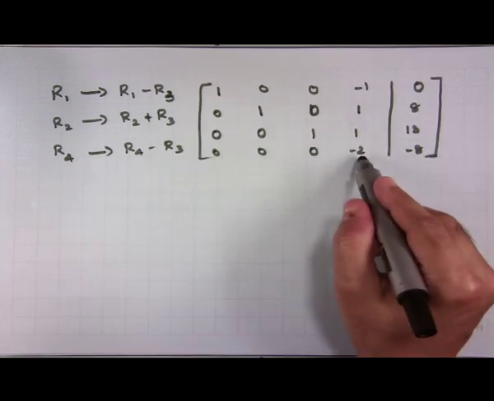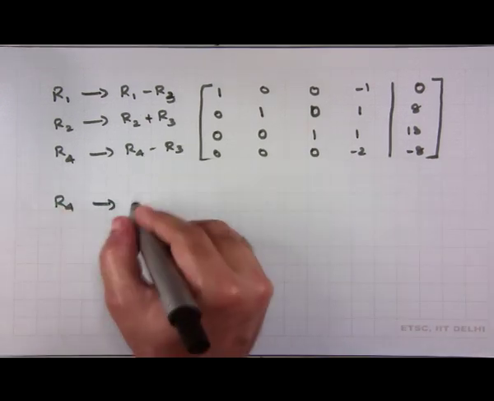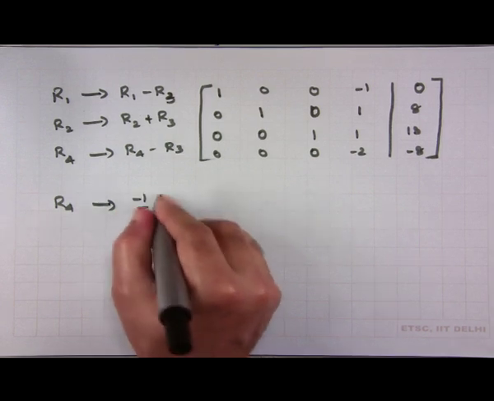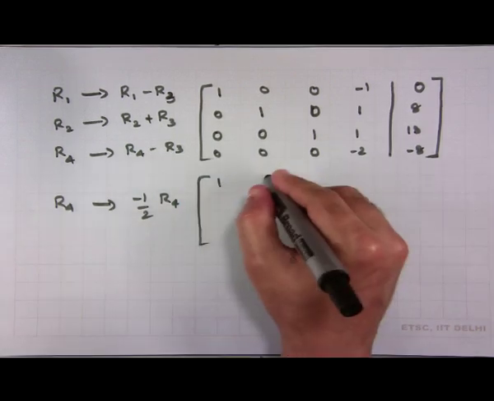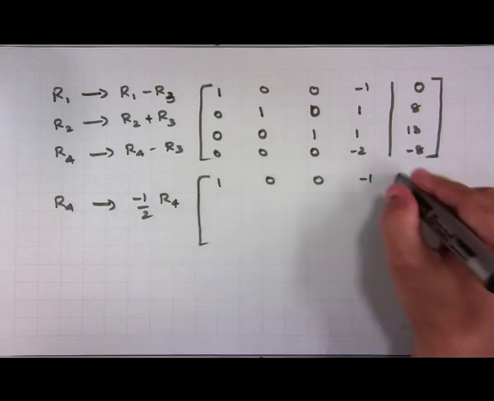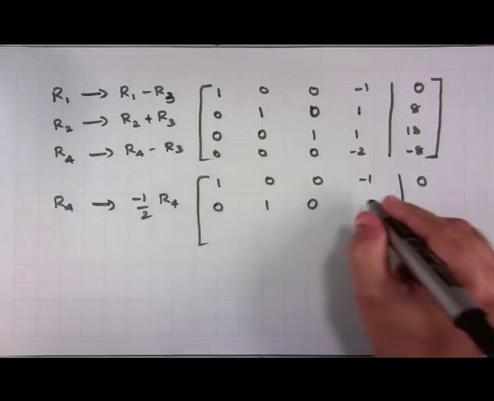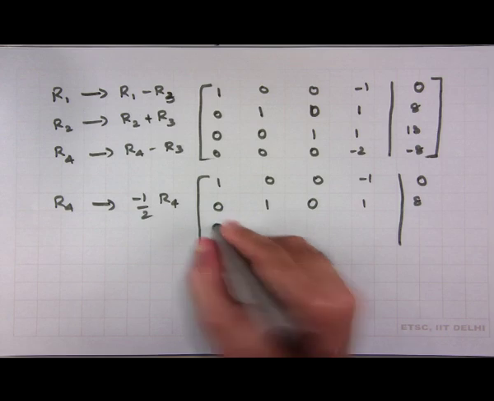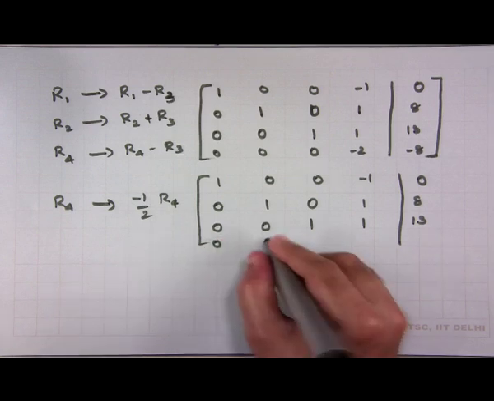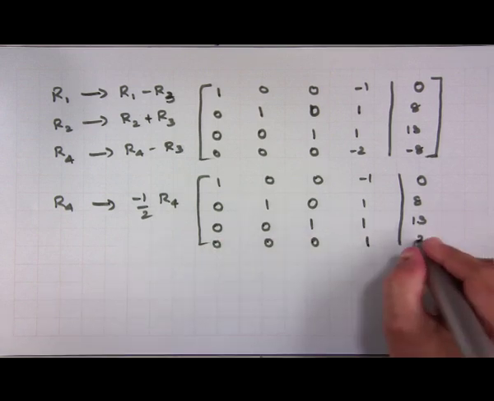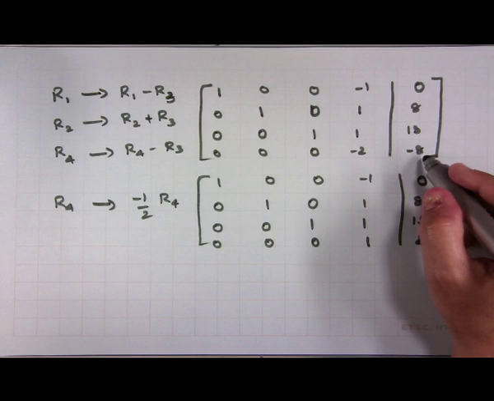You have minus 2, so let us convert it into 1. R 4 is replaced by minus 1 by 2 times R 4: 1 0 0 minus 1, and 0 1 0 1 8, 0 0 1 1 13, 0 0 0 1 and you have a 4, because minus 8 by minus 2 you have 4.